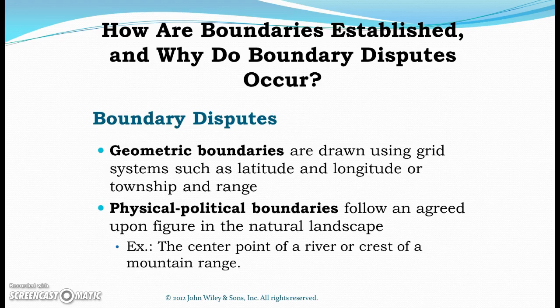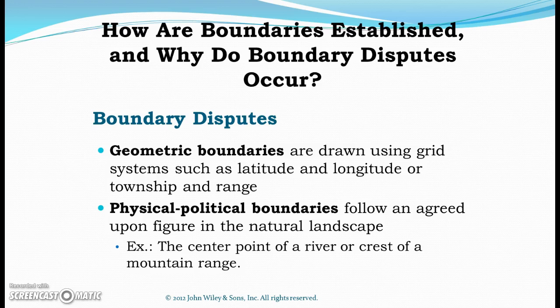So when we're talking about boundary disputes, we got to review a little bit about boundaries themselves, okay? And in particular with these types of disputes, what we're talking about are generally, not always, but generally two different types of boundaries. So these could be geometric boundaries, okay? And geometric boundaries are straight line boundaries. They use grid systems like latitude and longitude. They might use a township and range system. So if you think back to learning a little bit about survey systems, right? Township and range are those ones where you've got the straight blocks.